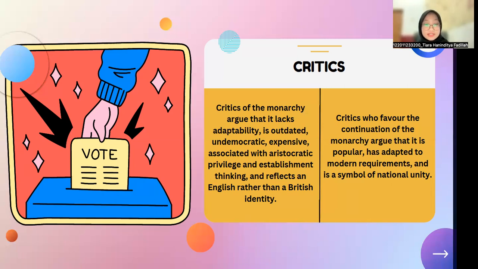On the other hand, critics who favor the continuation of the monarchy argue that it is popular, has adapted to modern requirements, and is a symbol of national unity. It is seen as a defender of the constitution and a personification of the state, shows stability and continuity, has more prestige than politicians, is not subject to political manipulations, plays a worthwhile role in national institutions, is neutral, performs ambassadorial functions, and promotes the interests of Britain abroad.